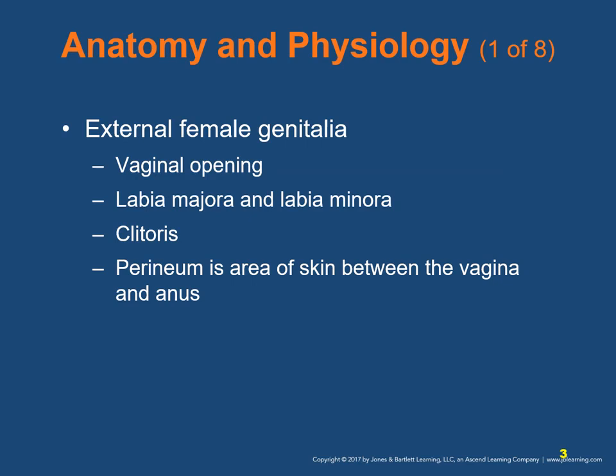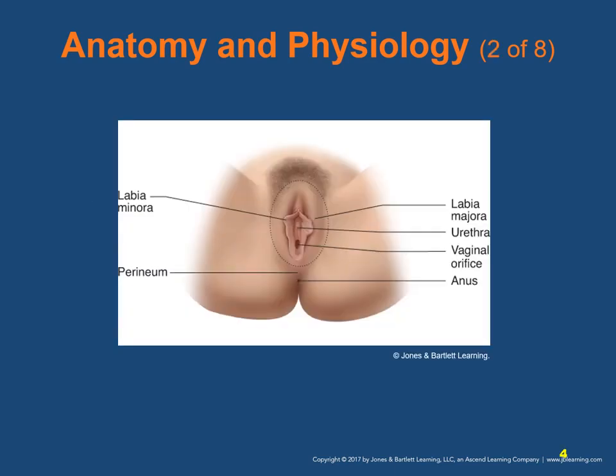Anatomy and physiology. The female reproductive system includes internal and external structures. External female genitalia. The vaginal opening is just posterior to the urethral opening. The labia majora and the labia minora are folds of tissues that surround the urethral and vaginal openings. The clitoris is at the anterior end of the labia. The anus is at the posterior end of the labia. The perineum is the area of skin between the vagina and the anus. This figure shows the external female genitalia.